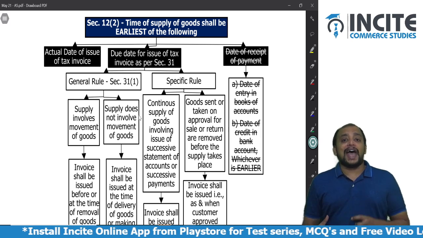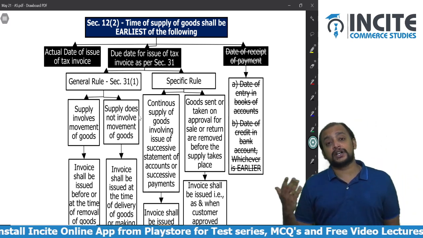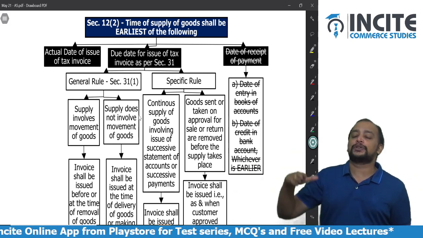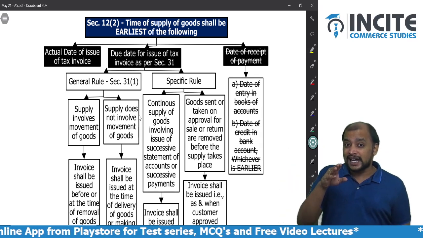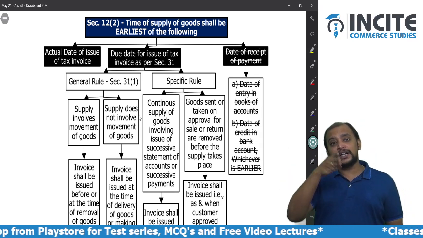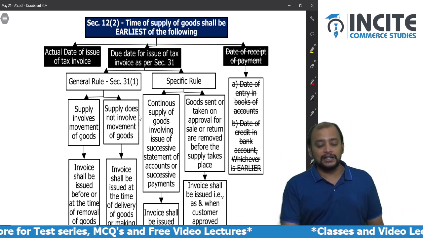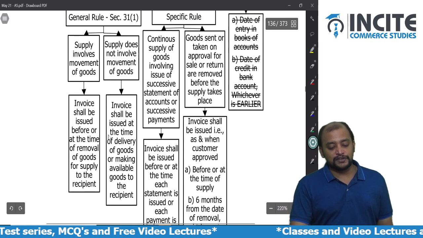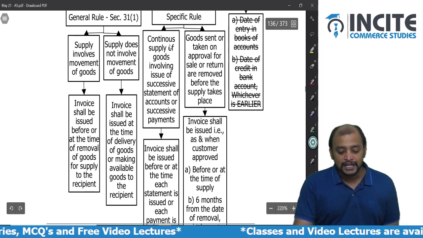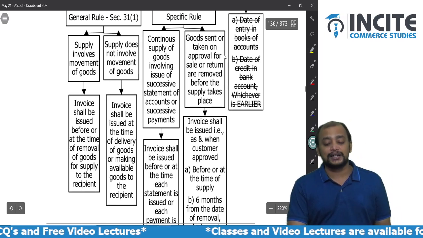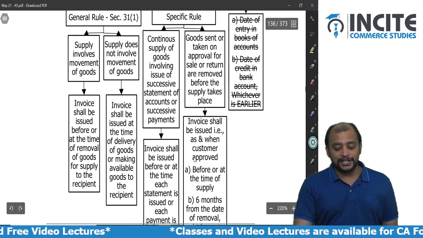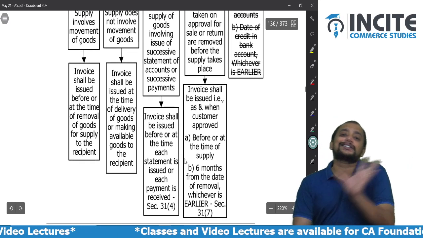So what is the actual date on which the invoice is issued, and what is the due date by which the invoice should have been issued? What is the due date of invoice in case of goods? Subsection 1, subsection 4, subsection 7, we have already completed. That only I linked. Subsection 1: supply involves movement of goods; supply does not involve movement of goods; then continuous supply of goods; goods taken on sale on approval or return basis. Already we discussed; I just linked it there.